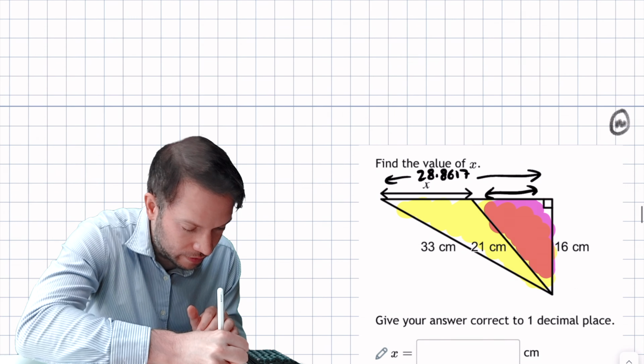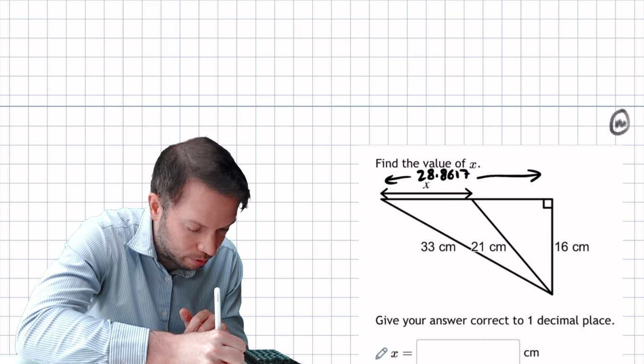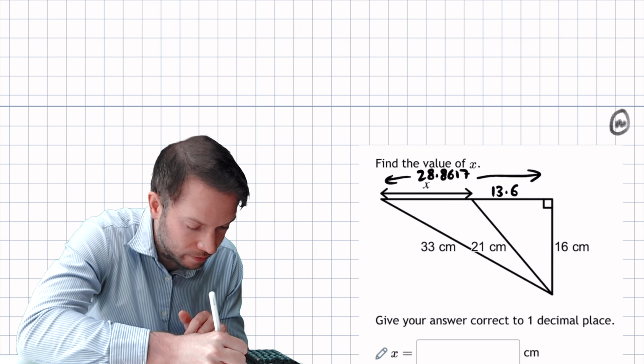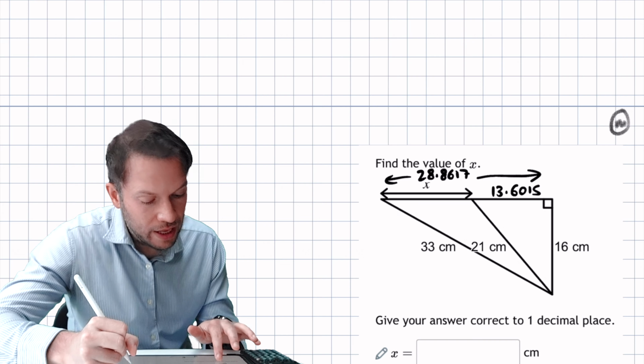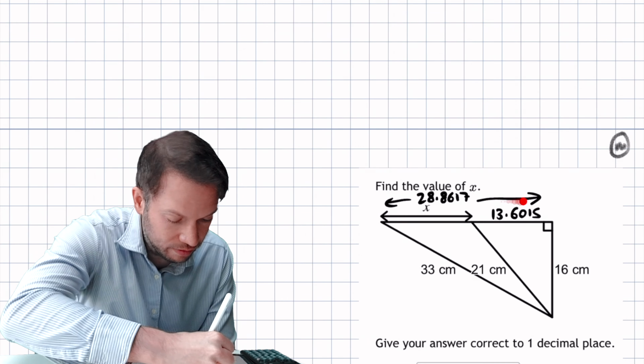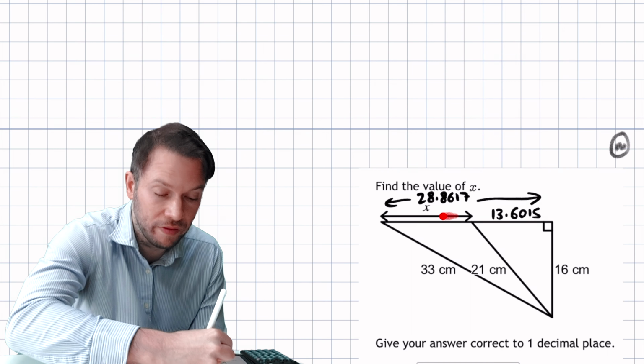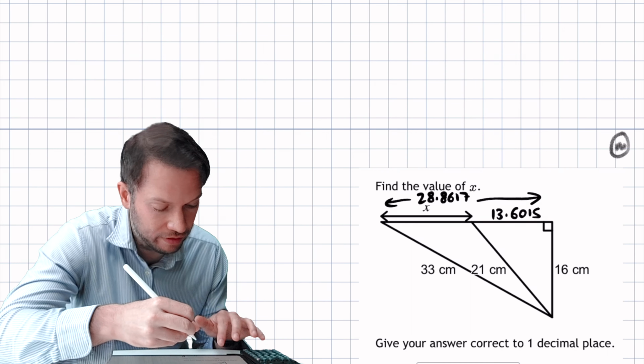We worked out that this length here was 13.6015. And now, can you see, look, if we've got that total length is 28.8617, and you subtract this length here, you'll be left with this x here. So x is just the difference of the two.